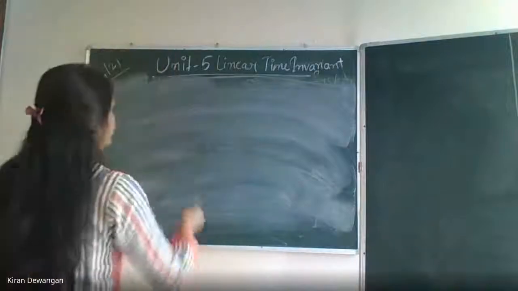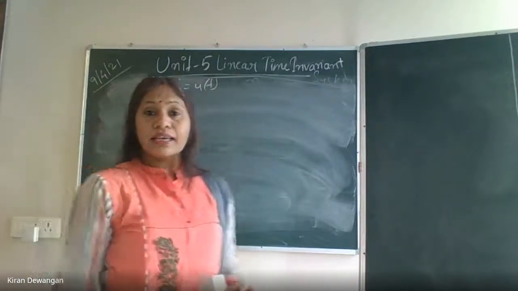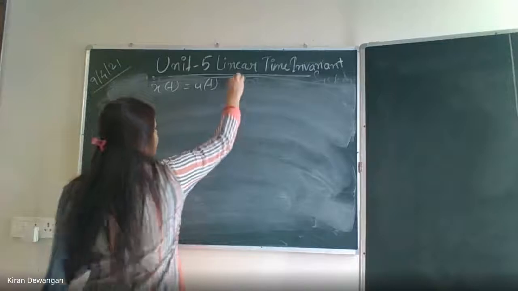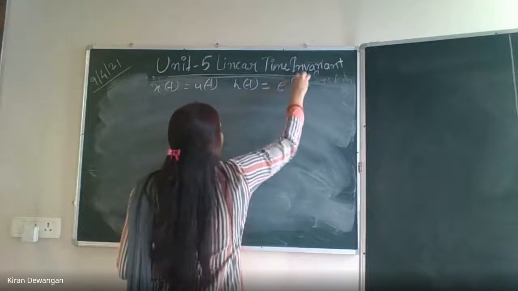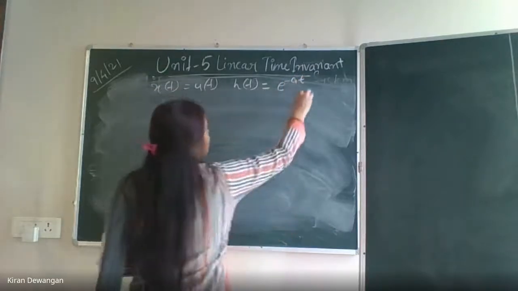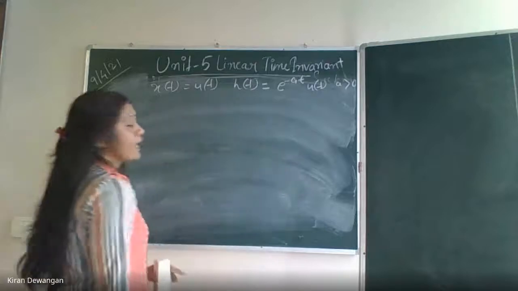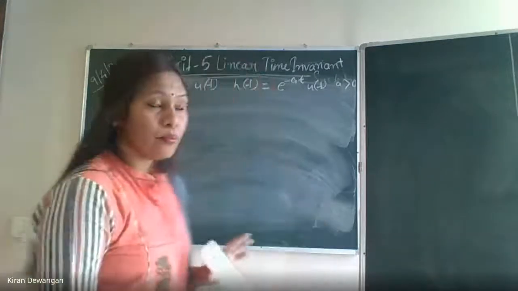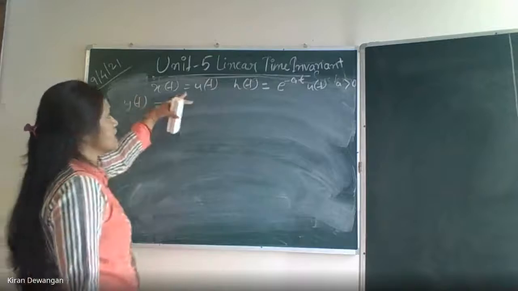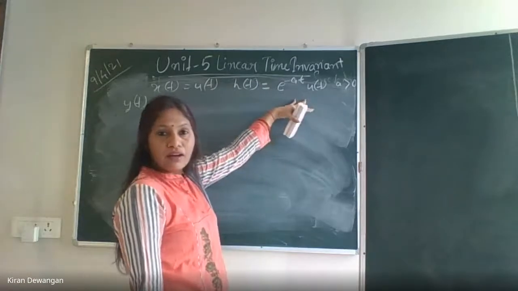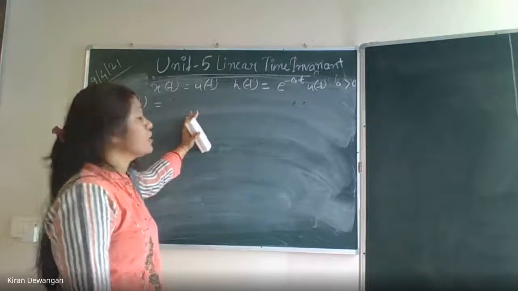Okay? If the input x(t) is given by u(t) and h(t), the impulse response, is given by e to the power minus a t into u(t) for a greater than 0, for the values of a greater than 0. Now we have to obtain the output y for this x(t) and for this h(t), that is x(t) and the impulse response h(t) of a continuous time LTI system.